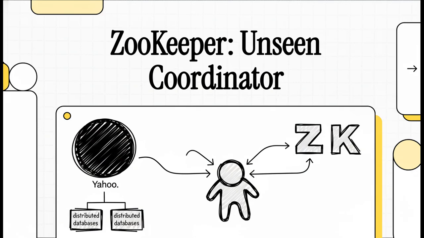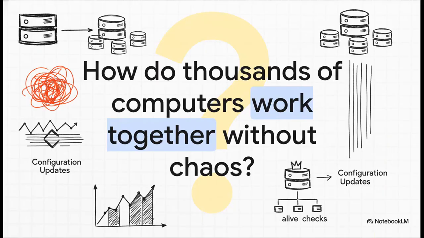Have you ever wondered how massive online services, the big ones, manage to stay online and consistent 24/7? Behind the scenes of so many of them, there's this unsung hero, a critical piece of infrastructure that's basically the internet's master coordinator. So today, we're going to pull back the curtain on something called ZooKeeper. So let's get right to it.